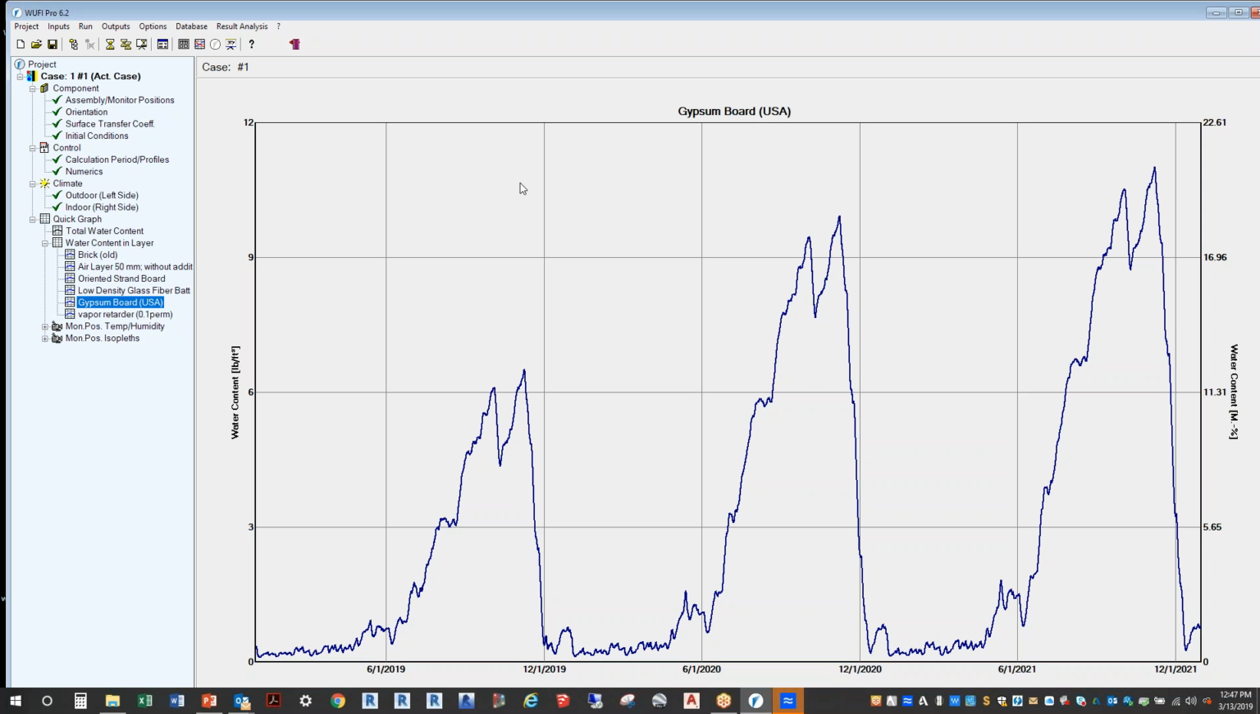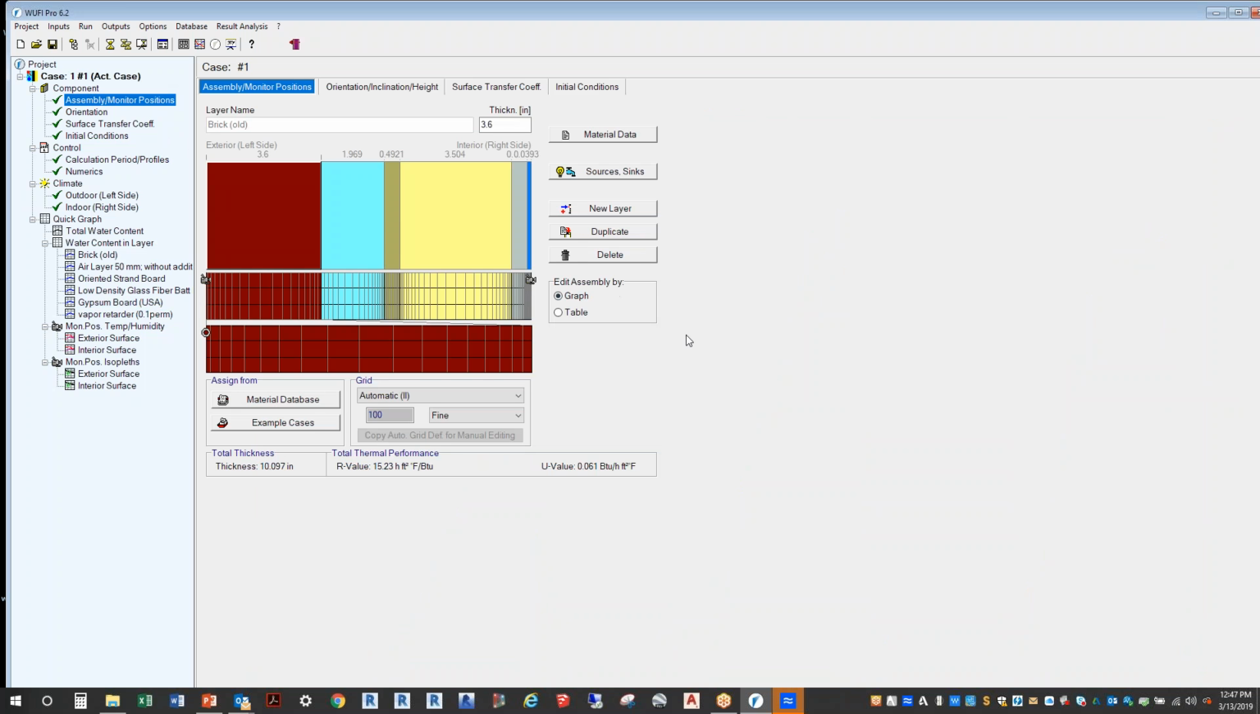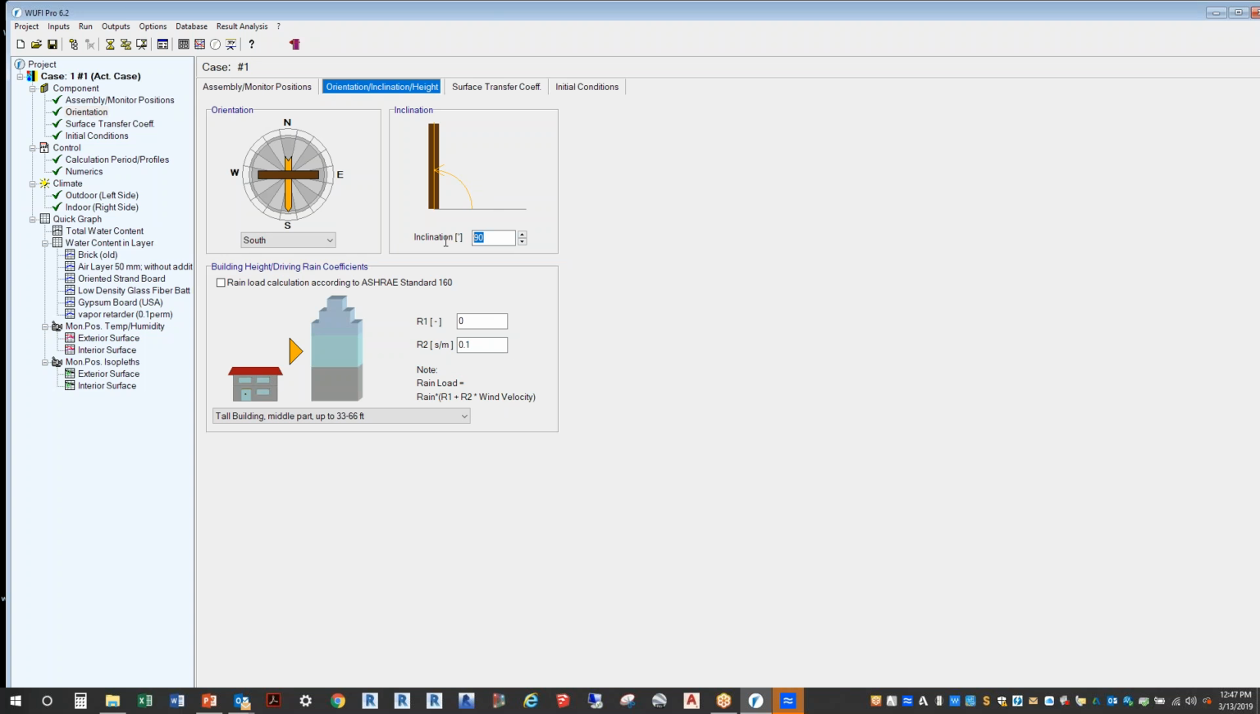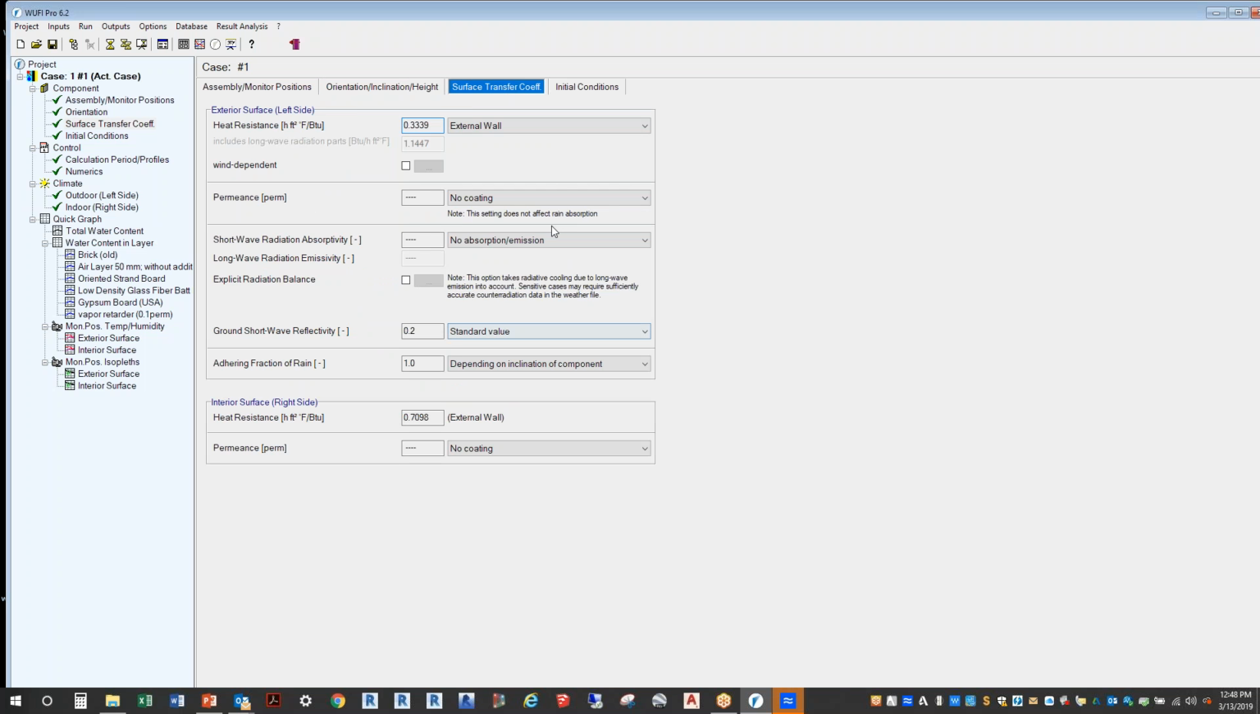So that is... what other things do we have to look at? There are other things we can do with this. We can add heat sources. So if I go back to the components, and if this were a roof, for example, in fact, I can go to the orientation inclination. I'll change this to 45 degrees. Let's say this is a roof. And where was my external wall? We'll change this to a roof.